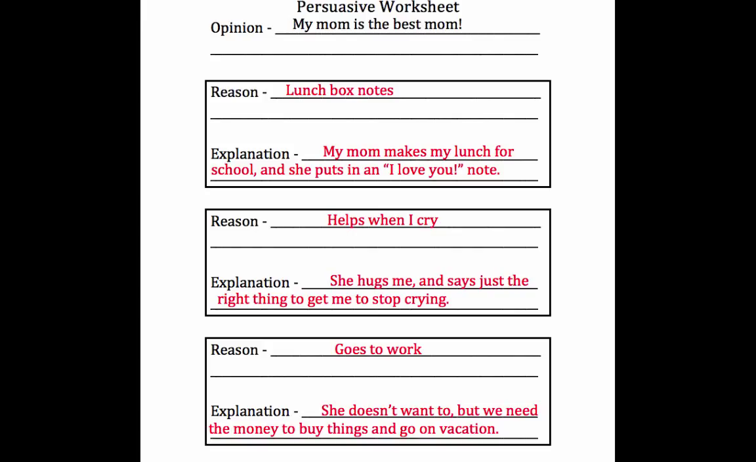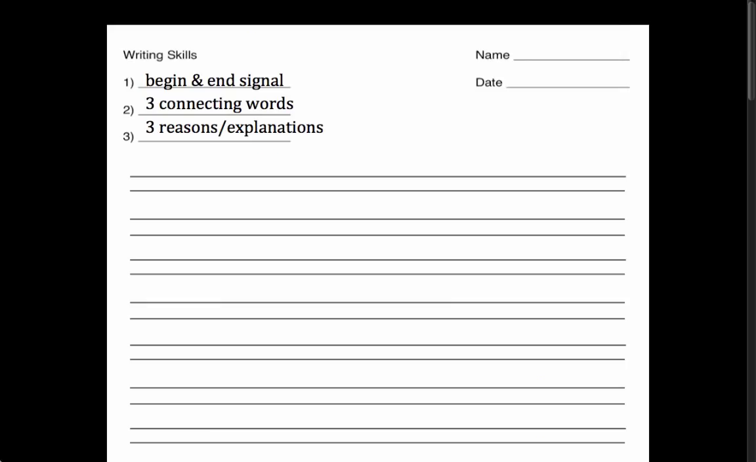Today we're going to write our essay. Take a piece of the class writing paper. Write your name and today's date. In the Writing Skills section, write begin and end signals, 3 connecting words, 3 reasons explanations. These are the skills you want to make sure you show off in your writing.